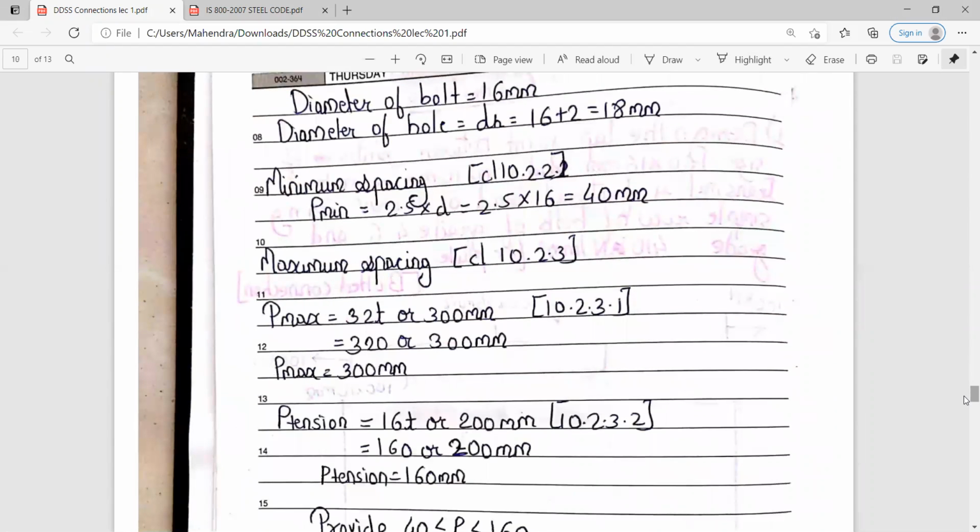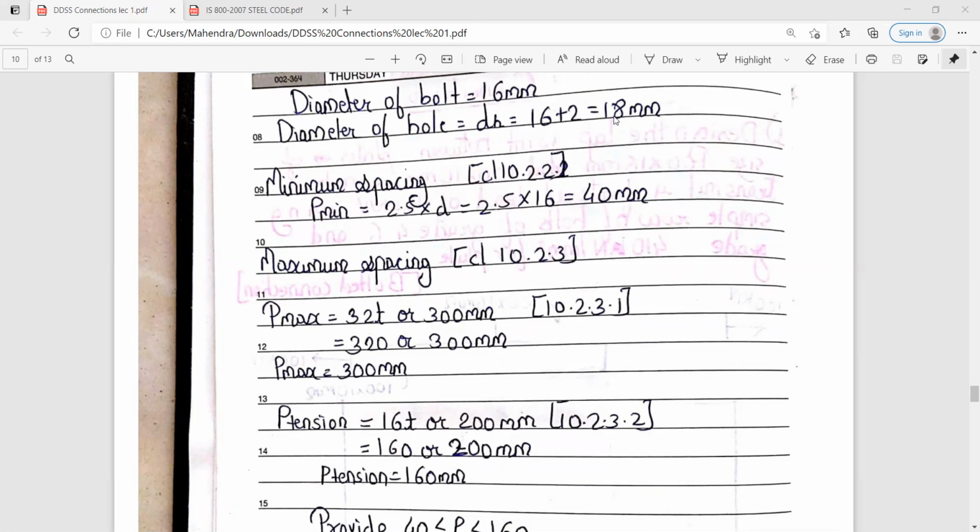Now, diameter of the bolt is 16 mm. So diameter of the hole, whenever you want to calculate the diameter of the hole, कभी D0 से भी recognize कर सकते हो, हाँ, DH से भी recognize कर सकते हो for the diameter of the hole. So whenever you are going to calculate diameter of the hole, you need to add 2. As you are going to take the spacing as 2, so 16 plus 2 will be your 18 mm.